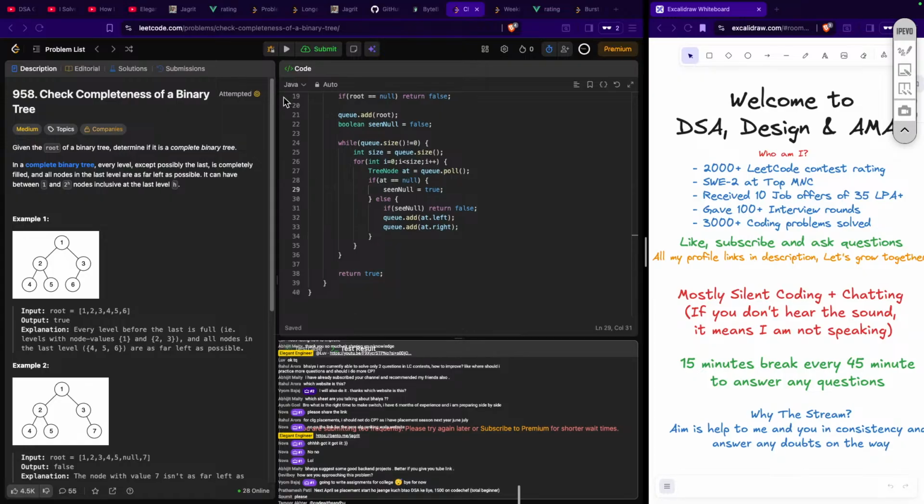Devil bro, this problem I had already tried a couple of days back. Now it is like if I'm seeing a null, after that if I'm seeing null again, then bye bye brother, bye bro, bye bye.